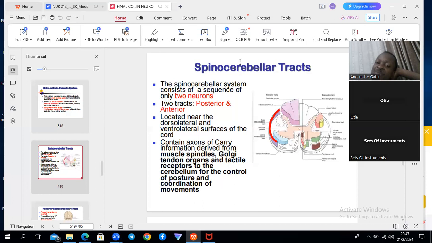This spinocerebellar tract can be a whole one hour discussion because it goes back to the Golgi tendons, the muscle spindles, the gamma motor neurons. But what I want you to know for now is they carry unconscious proprioception. There are two of them: the posterior and the anterior spinocerebellar tracts. They're both found in the lateral column, on this side of the spinal cord.